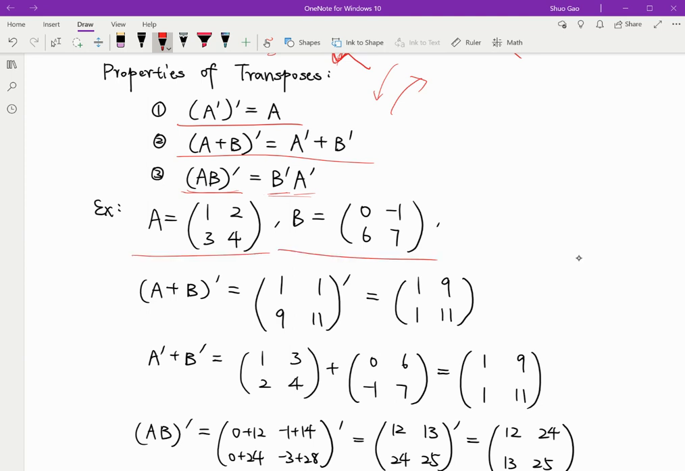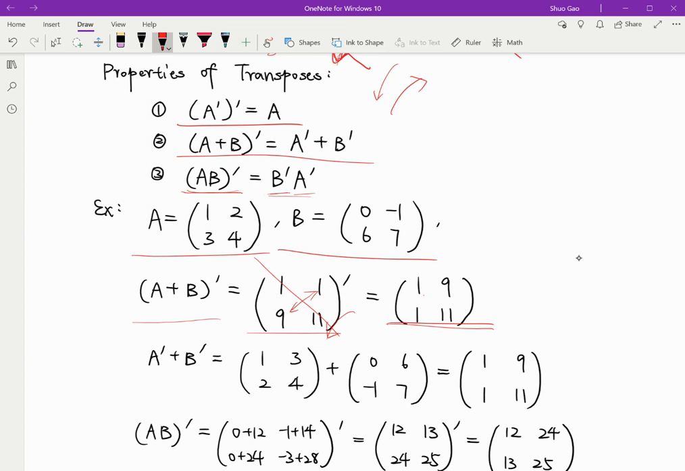We have A and B. First, we calculate A plus B and then prime. A plus B is this matrix. And then we take the transpose. It's like we flip the matrix. It's a square matrix, so it's very easy to see the transpose result. It's 1, 9, 1, 11. We interchange the 1 and 9 here, and the diagonal elements don't change. So this is the transpose result of A plus B.